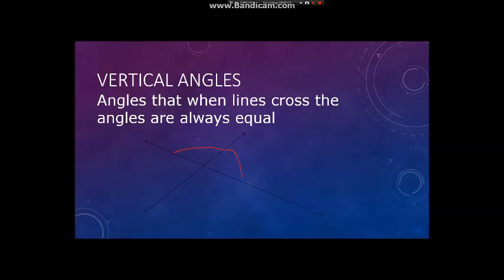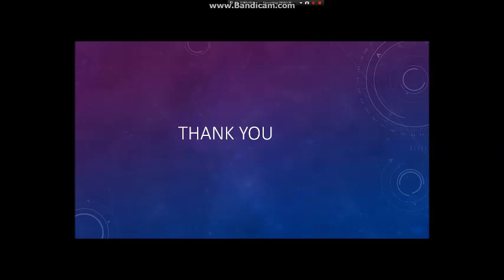Vertical angles. Angles that, when lines cross, angles are always equal. So, all these angles are equal, and all when put together, they are 360 degrees.